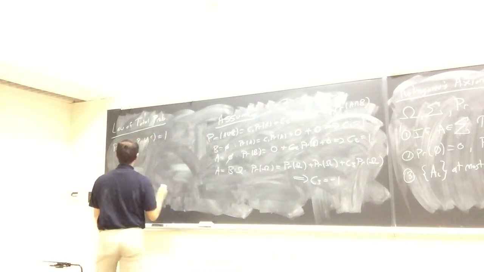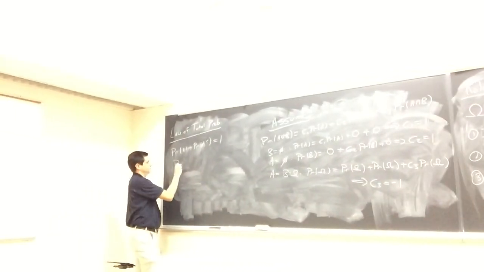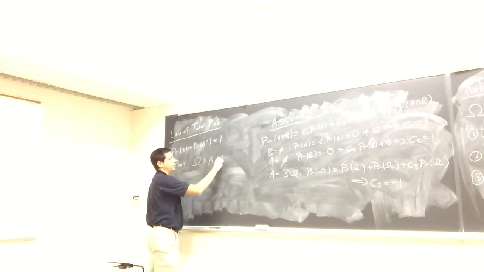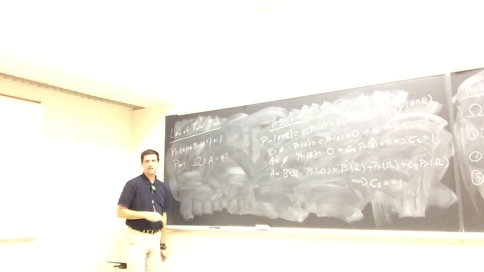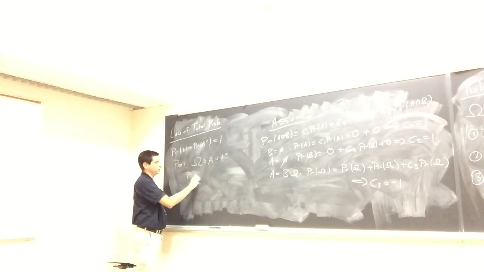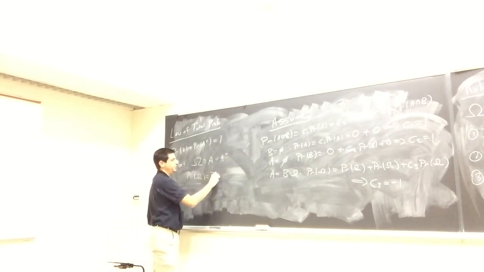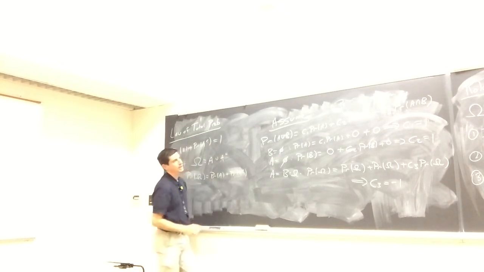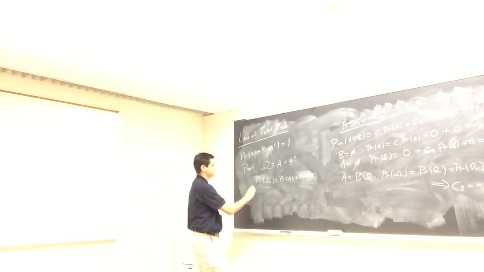And so what we can do for the proof is we can write omega is A union not A. And now we would just have the probability of omega is the probability of A plus the probability of A complement. And by Kolmogorov's second axiom, this is equal to 1.